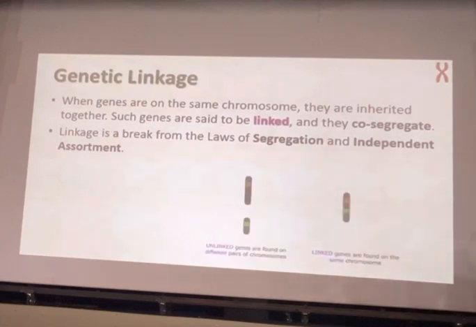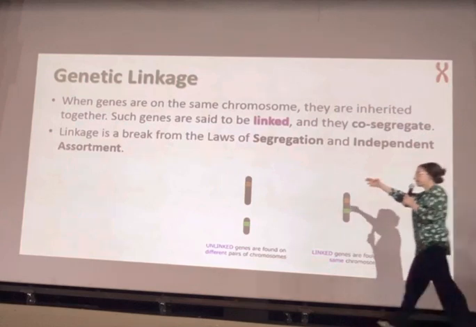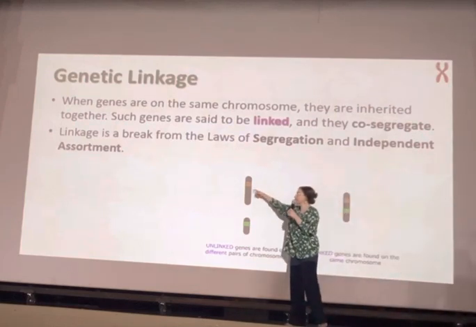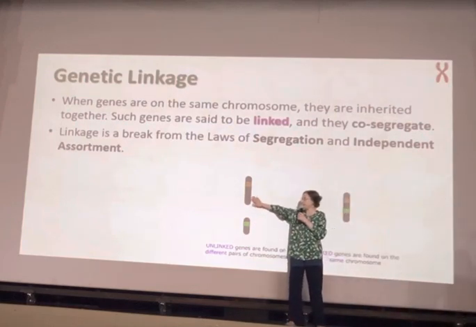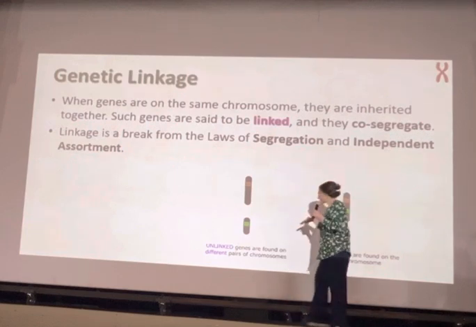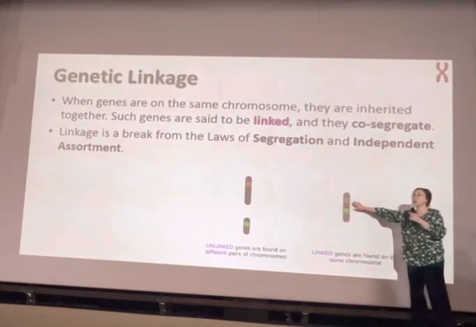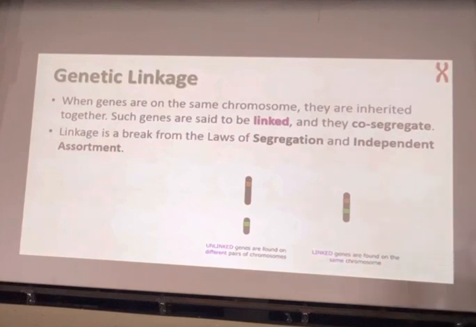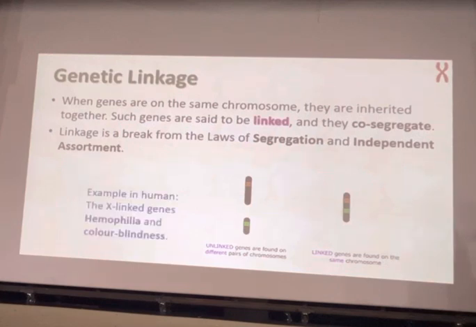So here, if you have 2 chromosomes and these 2 different genes represented by different colors, when they are on 2 different chromosomes, they are going to have independent assortment and segregation, as I have explained. But if they are on the same chromosome, they are not going to have independent assortment. Certain alleles are always together.